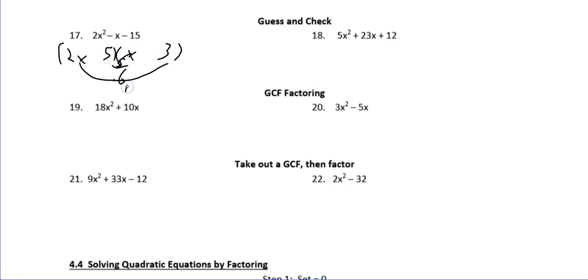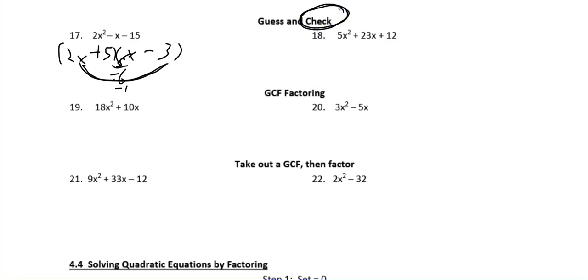Ah, there we go. Now, I want negative 1, which means negative 6. Where'd that come from? Follow the line. That came from 2 times 3, which makes this plus. And again, just checking. 5 times negative 3 is negative 15. Negative 6 plus 5 is negative 1. Guess and check.